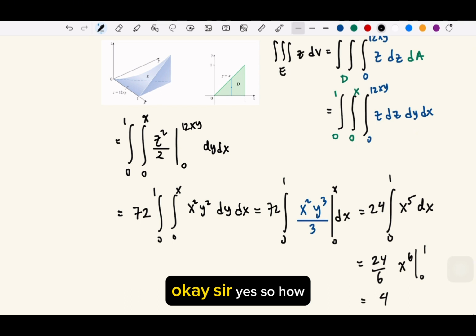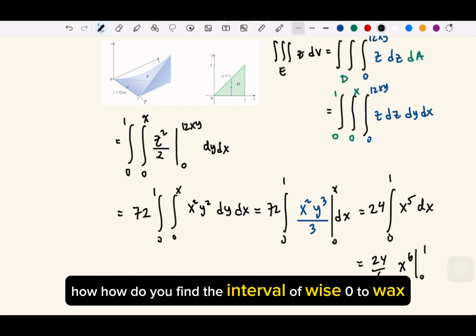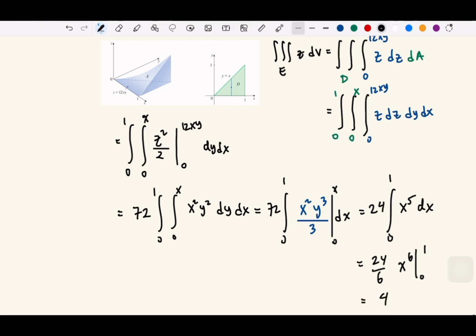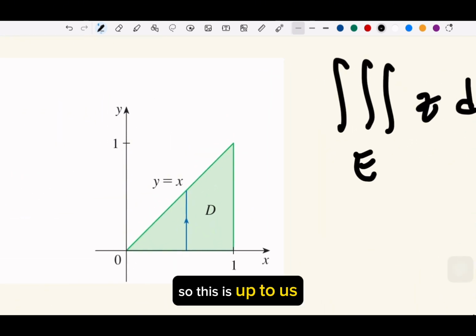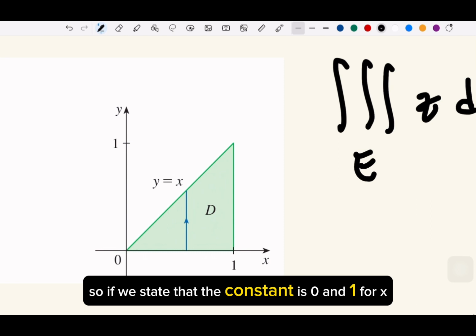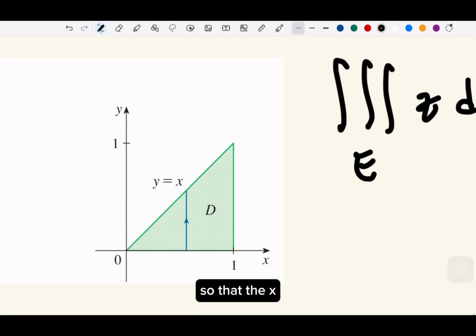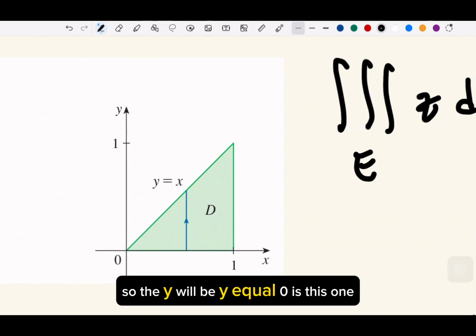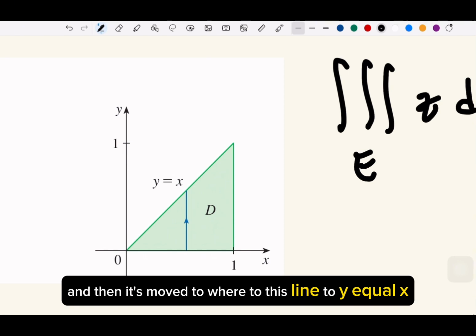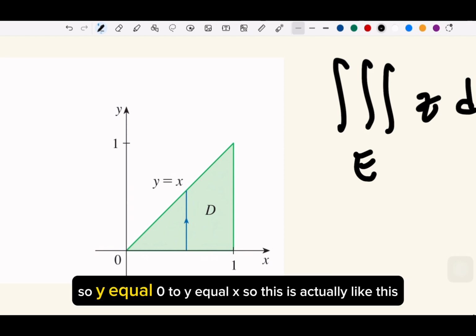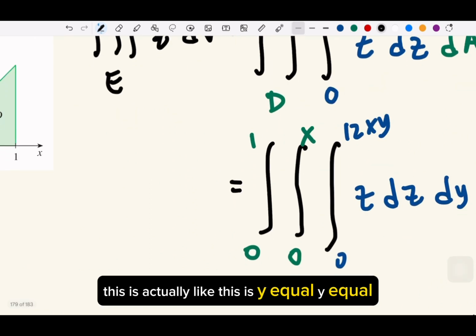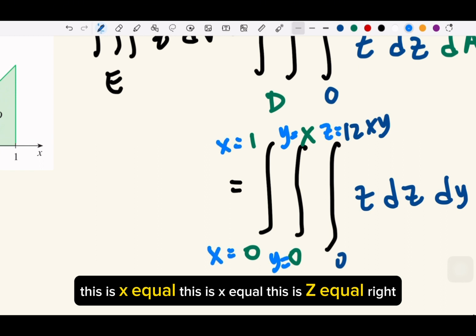Professor. Yes. So how do you write the interval of y is 0 to x? The interval y. Oh. This one. Yes. Okay. So that one is from this d. So this is up to us. If we state that the constant is 0 and 1 for x, so that's dx. So the y will be y equals 0 is this one. And then it's moved to where? To this line. Okay. To y equals x. So y equals 0 to y equals x. So this is actually like this. This is y equal. This is x equal. This is z equal, right?